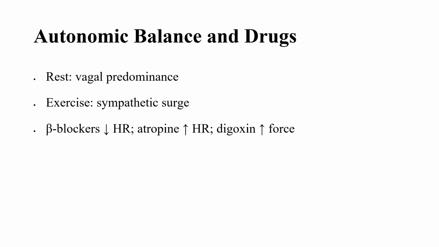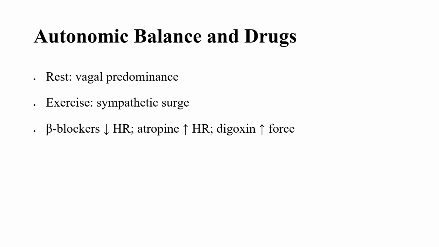Atropine blocks the vagus nerve, allowing the SA node to speed up, and is used to treat bradycardia. Digoxin enhances vagal tone while increasing intracellular calcium for stronger contractions, and is valuable in heart failure and atrial fibrillation.